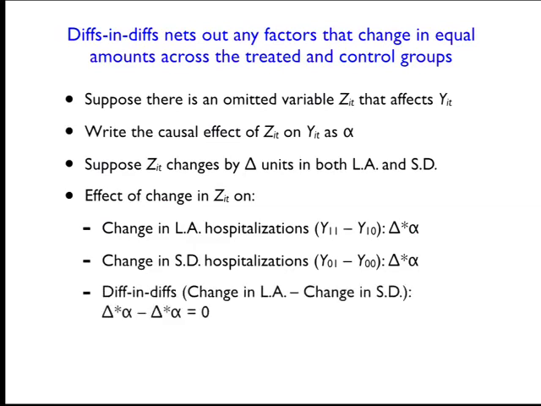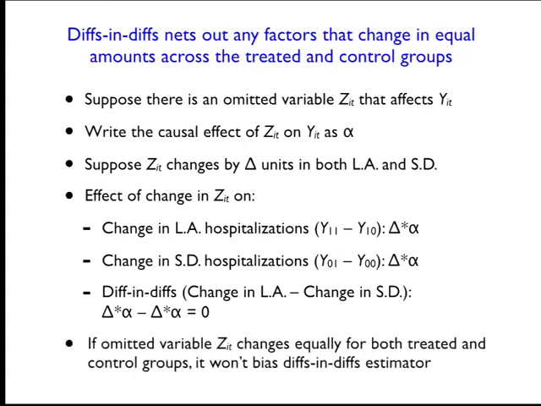And so when we do the difference in differences estimator, where we take the change in Los Angeles hospitalizations and then net out the change in San Diego hospitalizations, those two delta alphas are just going to net out from each other, and you're going to end up with a difference equal to 0, which is exactly what we want. So this omitted variable Z is not going to cause a bias in our difference in differences estimator, because the effect that it has in San Diego informs us about the effect it would have had in Los Angeles, and we can essentially net it out.